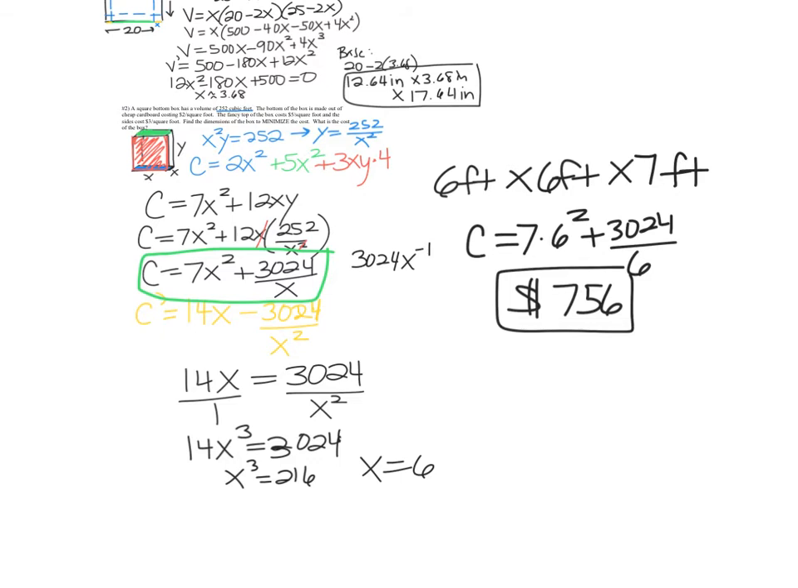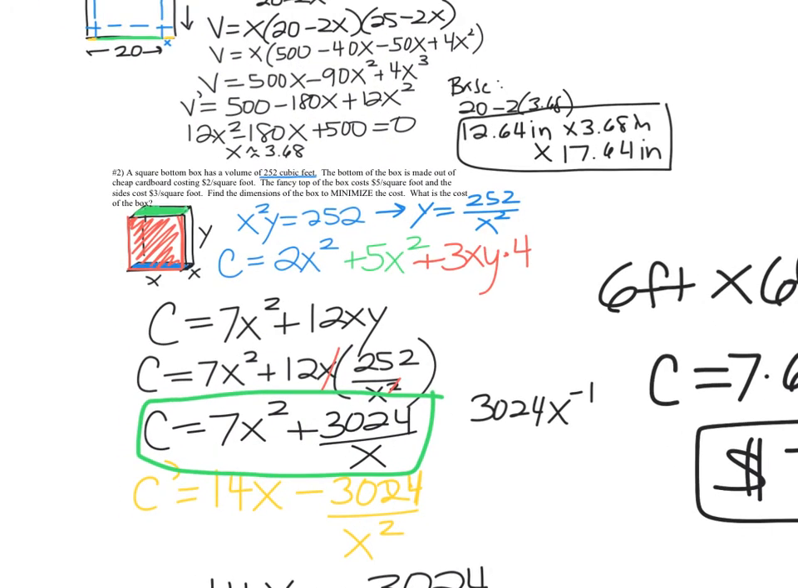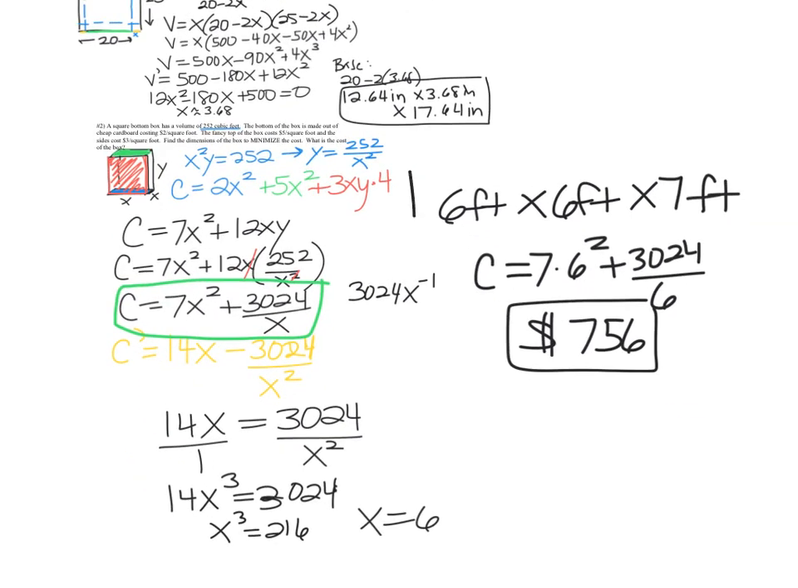Why did you even bother writing 6 feet by 6 feet by 7? Because it asked to find the dimensions and then what is the cost. A lot of times these questions will ask you two parts, so you need to be really careful. I usually just write a whole bunch of answers down, and then I'm solid.